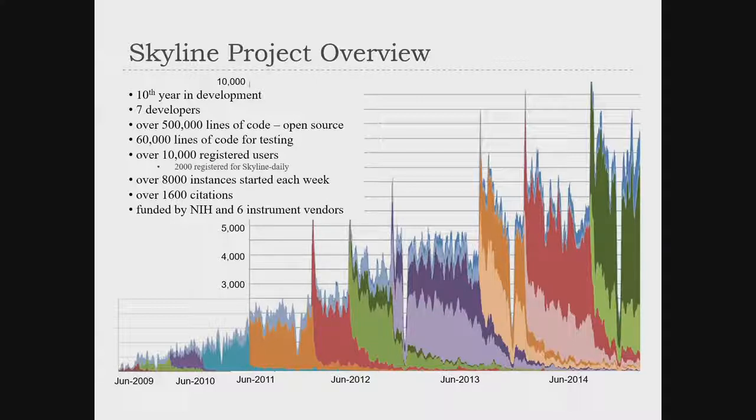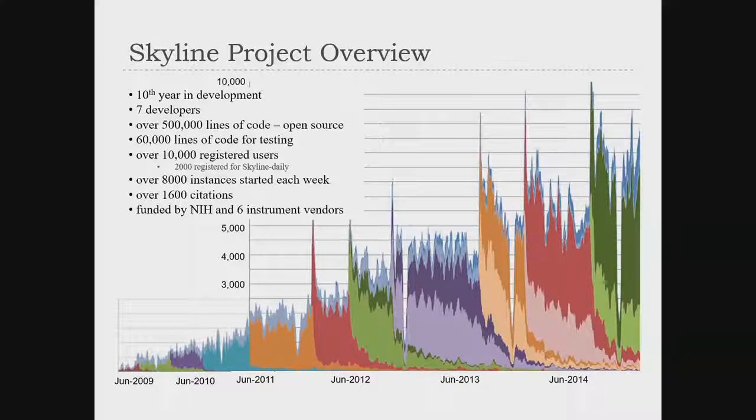It's supported by Skyline. Quick overview of the Skyline project. It's in its 10th year of development. In August, it will go into its 11th year. We're almost 10 years old since I started working on it. 7 developers now, 500,000 lines of code. It's all open source. You can read it. You can make modifications and send them back to us and talk to us about the code. There's 60,000 lines of code for testing, both our testing framework and all the tests that we write. We write a lot of tests, and most of the developers on the team feel that our test bed is one of our most valuable assets.